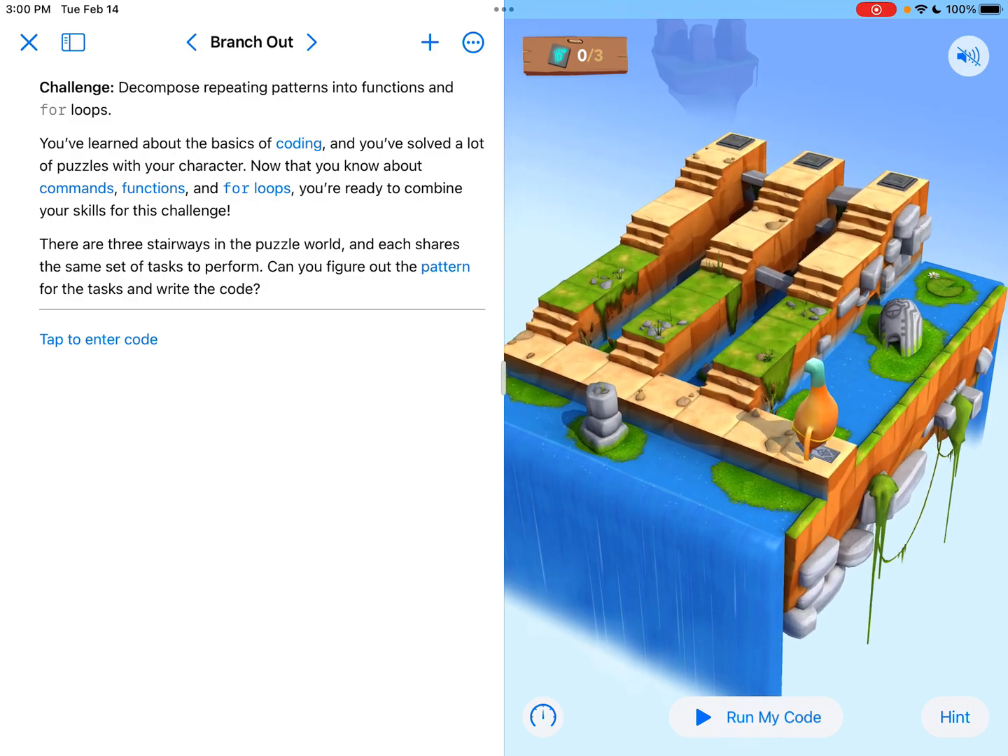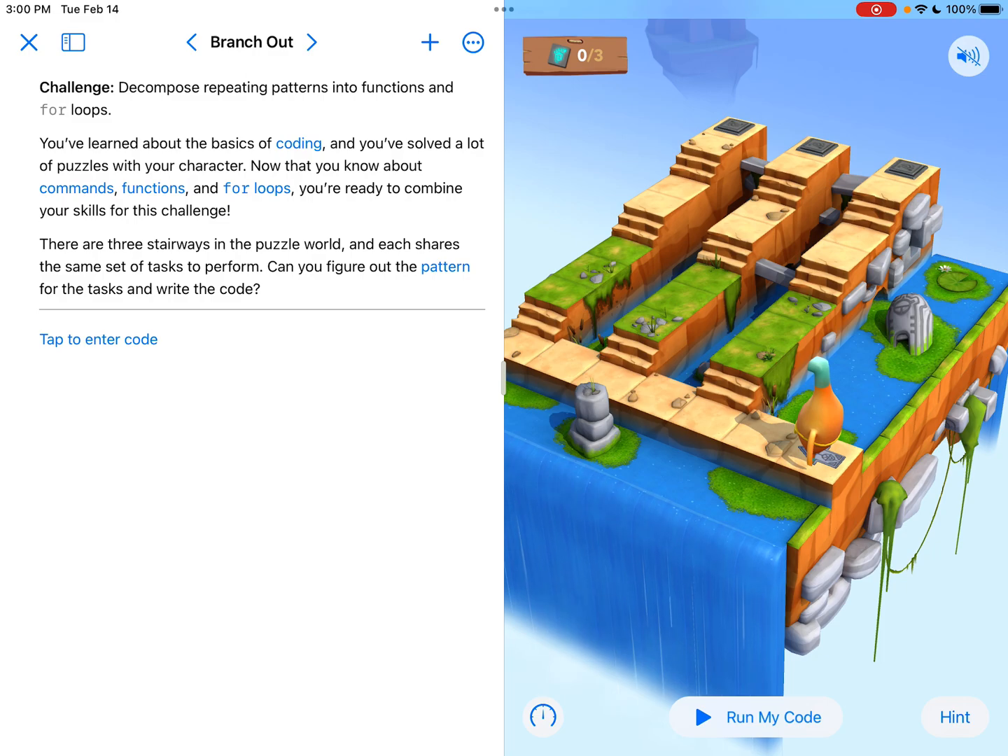Looking at the map, it looks like we've got three rows that are exactly the same. If I read the challenge on the left, it says decompose repeating patterns into functions and for loops. You've learned about the basics of coding and you've solved a lot of puzzles with your character. Now that you know about commands, functions, and for loops, you're ready to combine your skills for this chapter. There are three stairways in the puzzle world and each shares the same set of tasks to perform. Can you figure out the pattern for the tasks and write the code?